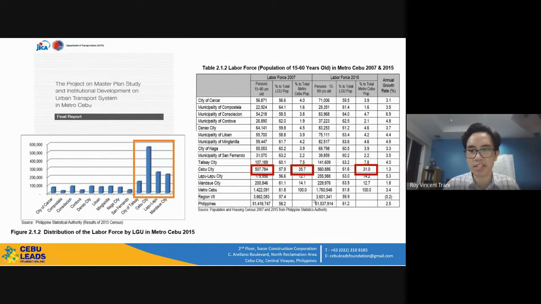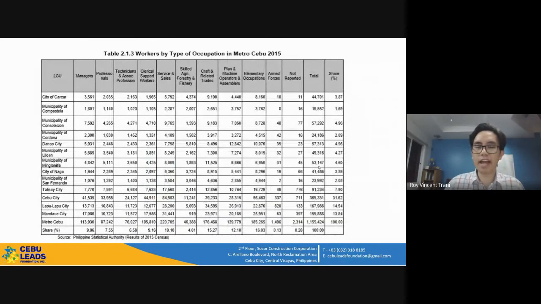So basically, for Metro Cebu, the labor force increased from 1.4 million to 1.7 million. And let's break down that labor force. What kind of people are working? What are their jobs? So not the Philippines, sorry, Cebu City. In Cebu City, 41,000 are managers. Most likely those guys are using private vehicles. Professionals also, like doctors, whatever, 33,000.